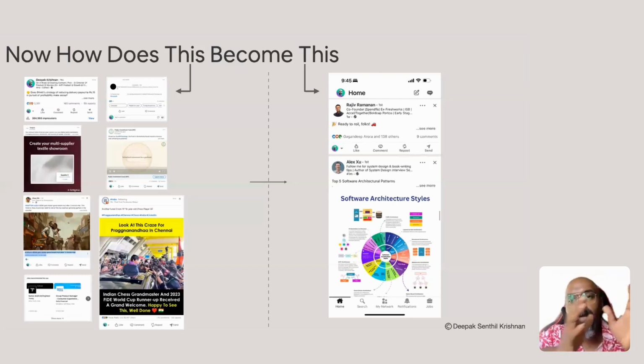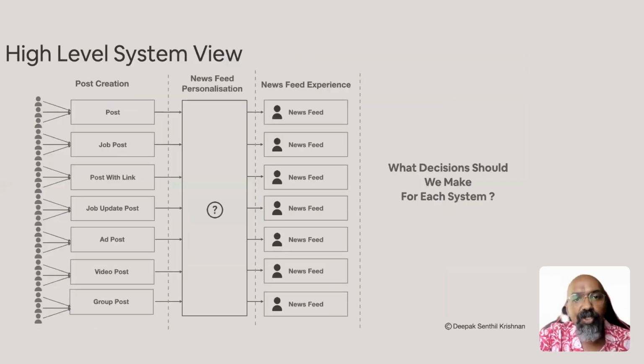So if you were to break it down at these three levels of abstraction, you probably get this very interesting high-level system which says, hey, there is this step called post creation, wherein there are multiple users who are trying to create posts. Likewise, there's something called a job post. There are probably therefore entities trying to create this job post. Then there is someone who's trying to create a post with a link. There's someone who's trying to create a job post. All of that suddenly flows into this magical black box, which then mixes, matches, and finally creates everyone's personalized newsfeed.